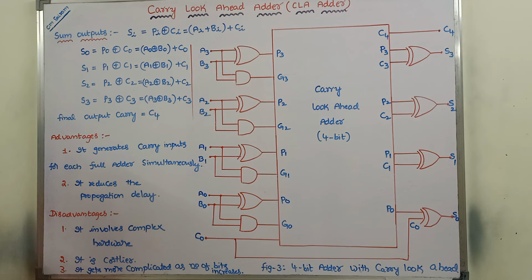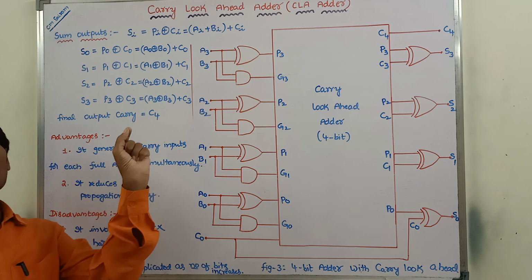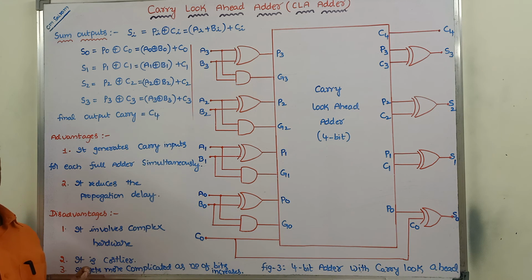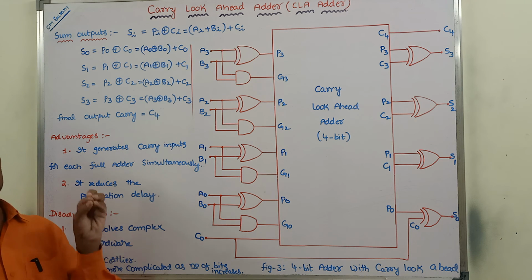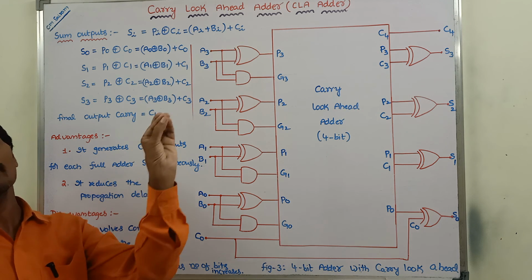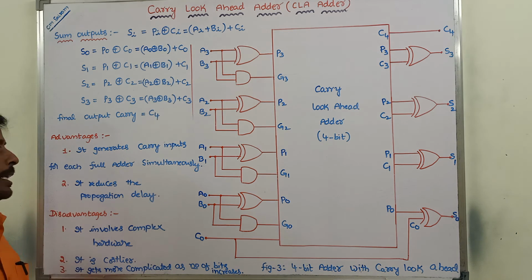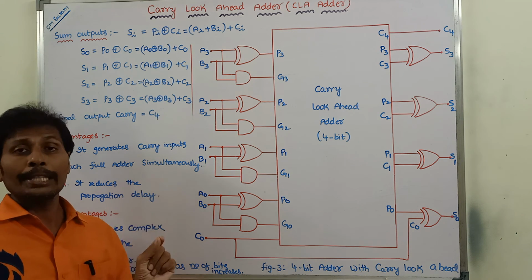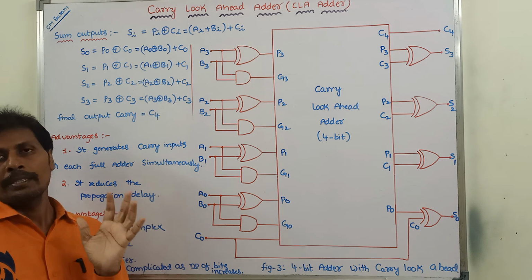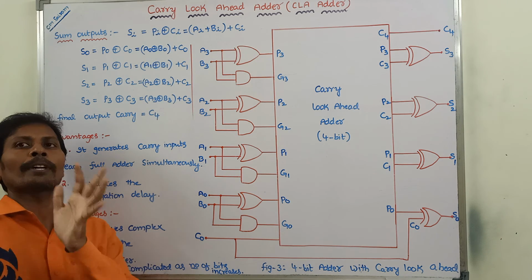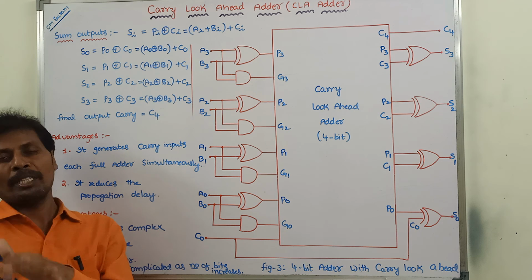what are the advantages? The advantage is that it generates all the carry bits for all the stages of the 4-bit ripple carry adder simultaneously. That means it generates the carry bits for all the stages simultaneously. That is the first advantage. Second advantage, it reduces the propagation delay. That means we do not wait for the carry input from the previous full adder.